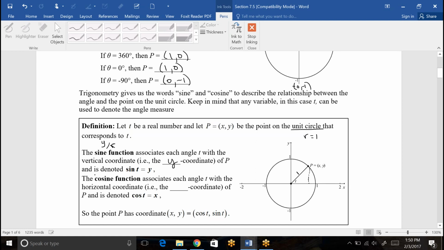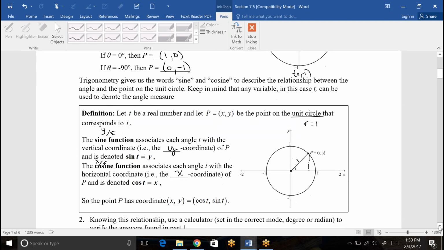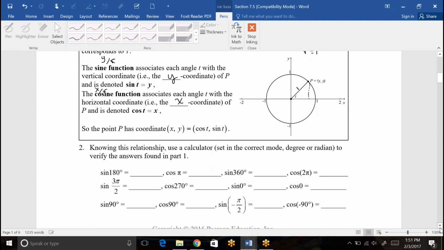The cosine function, which remember is x over r, that's adjacent over the radius, which is the hypotenuse, associates each angle t with the horizontal coordinate or the x-coordinate. So what we get here is that anytime you're dealing with a point on a unit circle specifically, the cosine value of the angle you're considering is x, and the y value is the sine of that same value. So that's going to help us come up with a lot of different relationships.